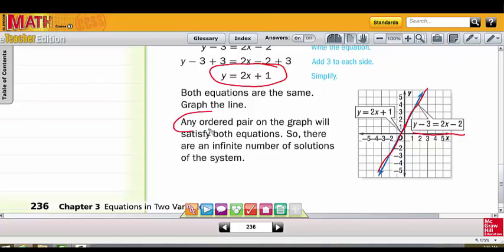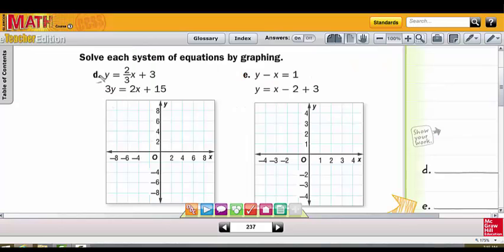So no matter what, any ordered pair you put on the graph, it will satisfy both equations. So there are an infinite number of solutions to this system of equations. The line is the same. This is just another way of saying this mathematically. Please press pause and do letters D and E.